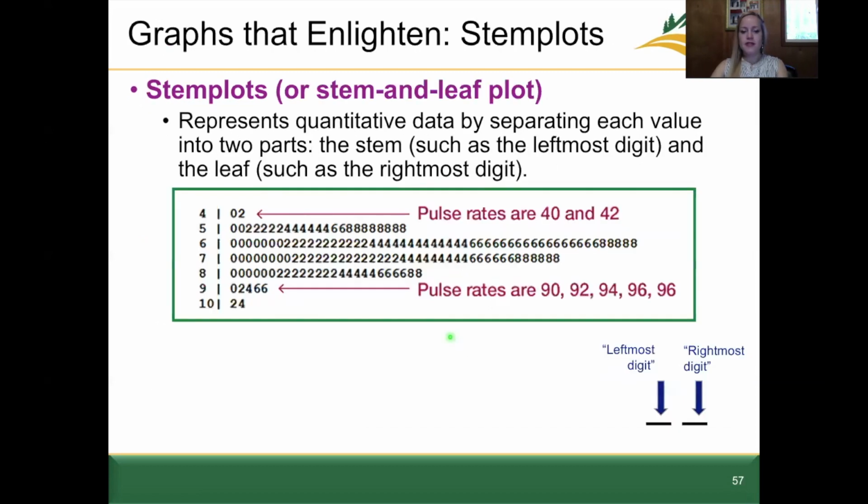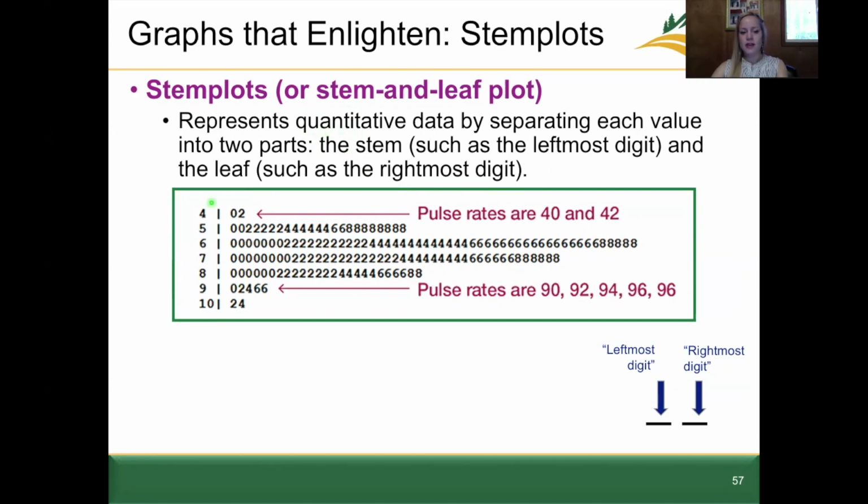Next, another interesting way to display data here is through a stem plot. You might also hear this called a stem and leaf plot. So stem plots represent quantitative data by separating each value into two parts: the stem, such as the leftmost digit, and the leaf, such as the rightmost digit. One note I want to say here, so quantitative, this is when we have actual quantities. We also have qualitative data, such as colors of shirts, things like that. So remember, quantitative data, we have a quantity to it, versus qualitative data, we do not.